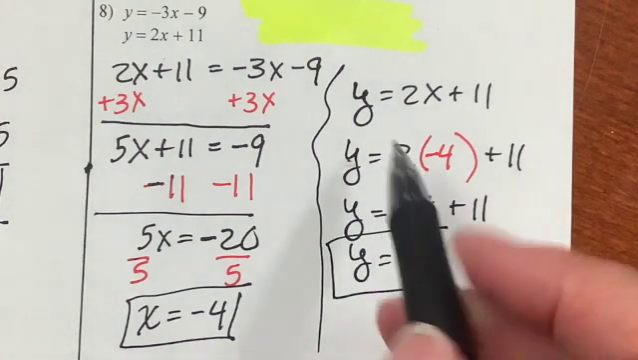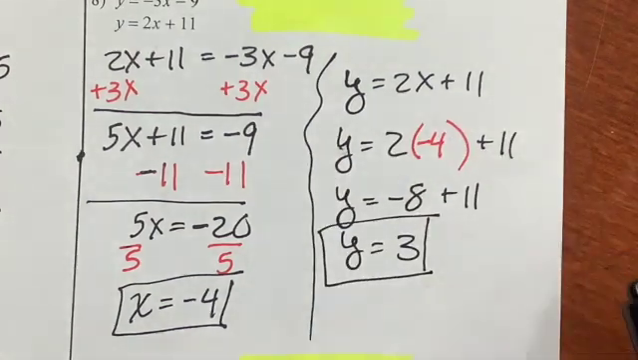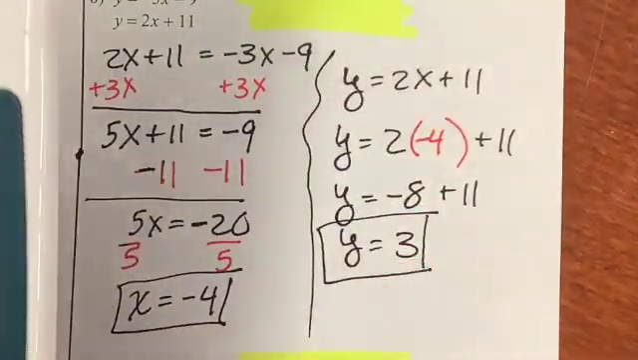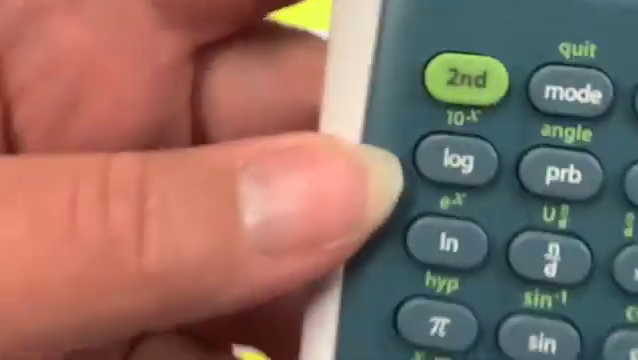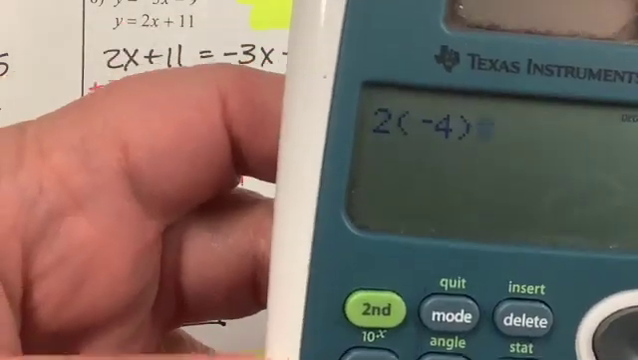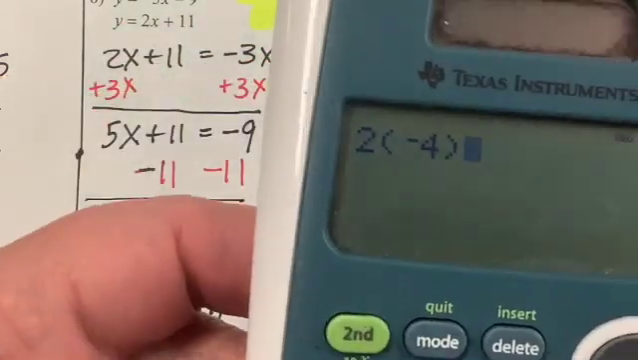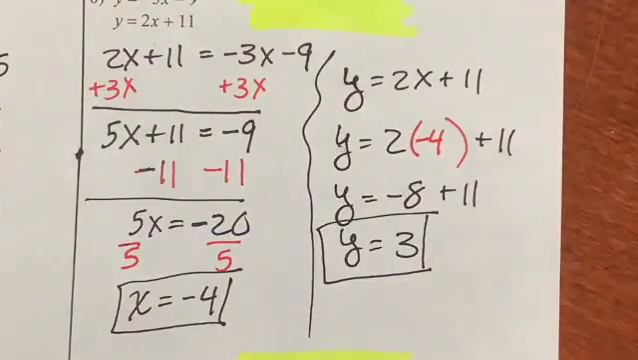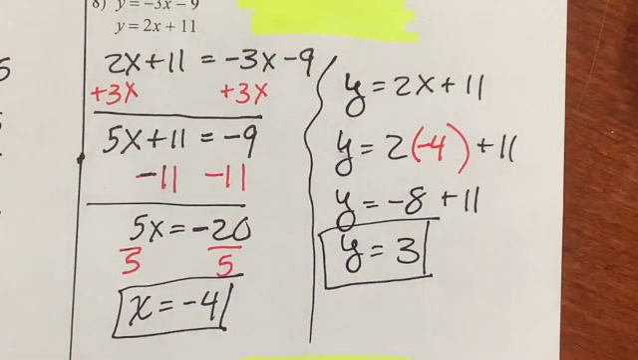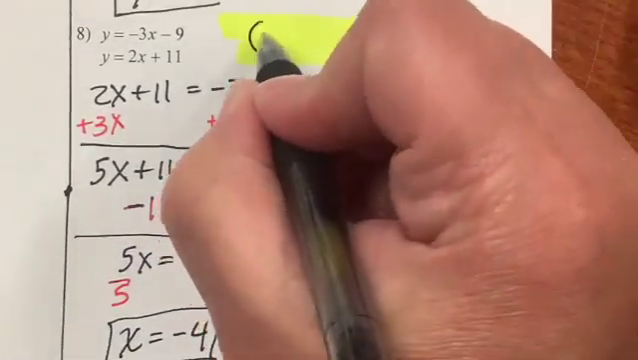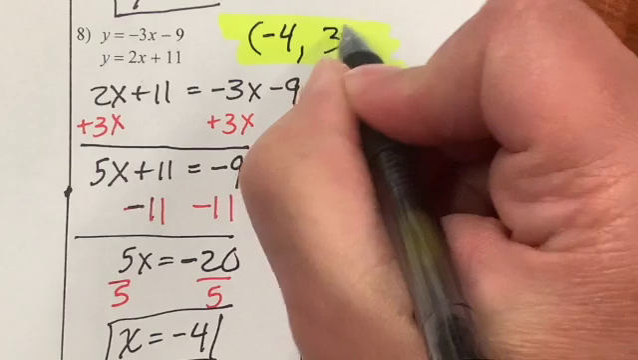If you put this in the calculator, you can do that, by the way. You don't have to do it. I always do it step by step, but that's just because I want you to learn. But you could have done it in the calculator as 2 parentheses negative 4 plus 11, and just gotten a straight up answer, 3. And it's still the same thing. You didn't have to do this middle step. But I always do it. Here we go, negative 4, 3.